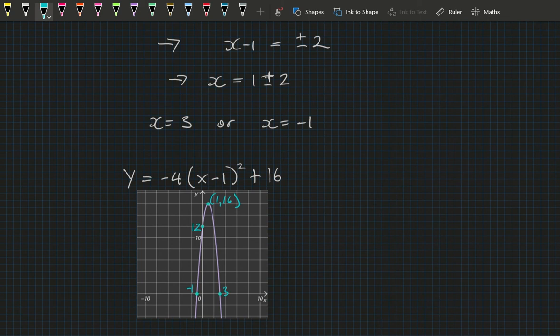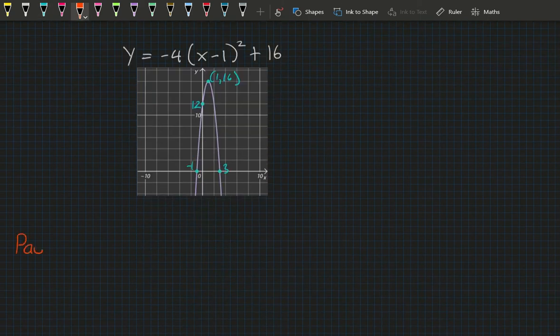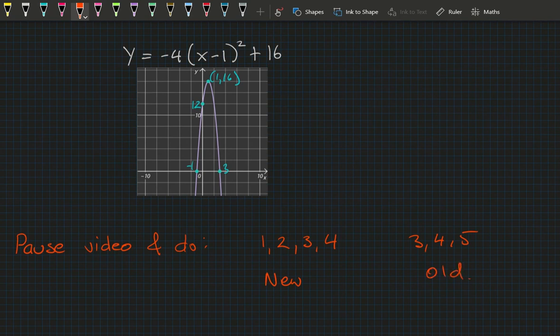But anyhow, you should pause that video now and do questions 1, 2, 3, and 4 in the new book, or questions 3, 4, and 5 in the old book. And then when you hurry back, we'll actually do some completing the square in the next section.